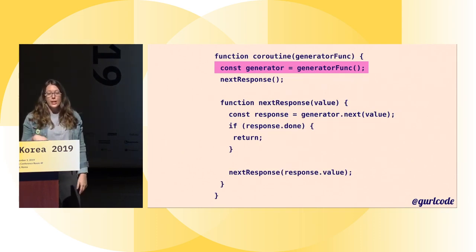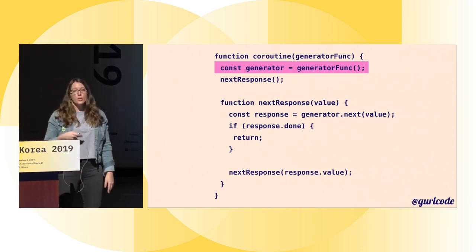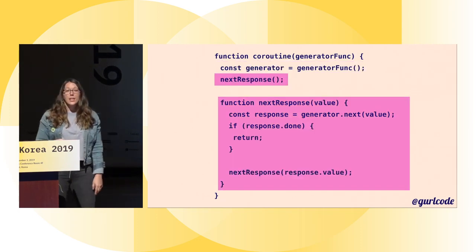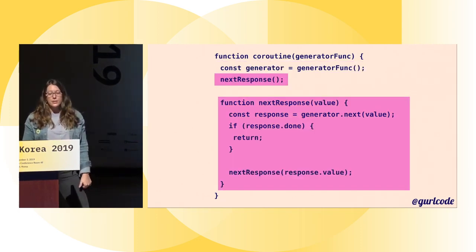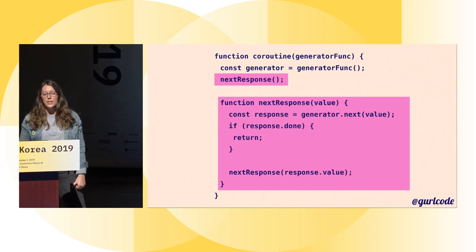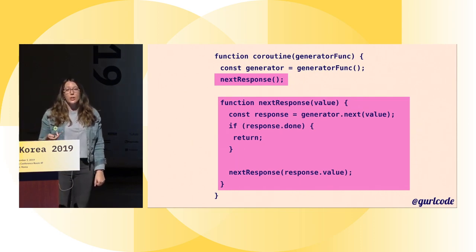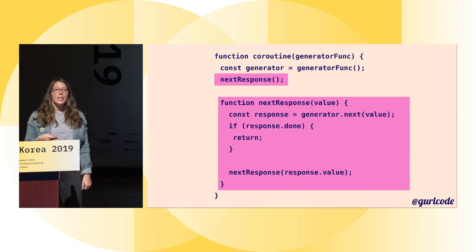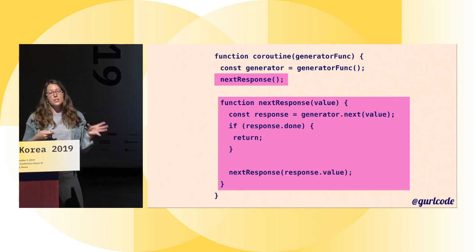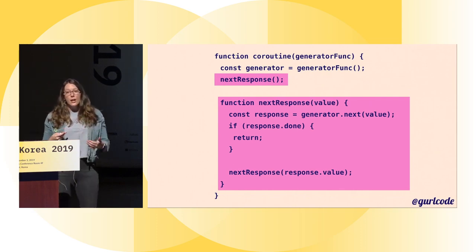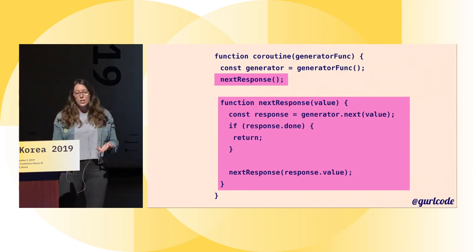So it's going to take in a generator, and it's going to call it, which returns the generator object. And then the inner function next response calls the generator's next method. So this is going to actually start up the generator, which will run until it encounters a yield statement. At that time, the generator is going to return an object with the value key and the done key. And next response is going to evaluate whether the generator is done or not. And if it's not, it's going to call itself with the value from the generator's response. And the loop is going to continue until the generator is done.